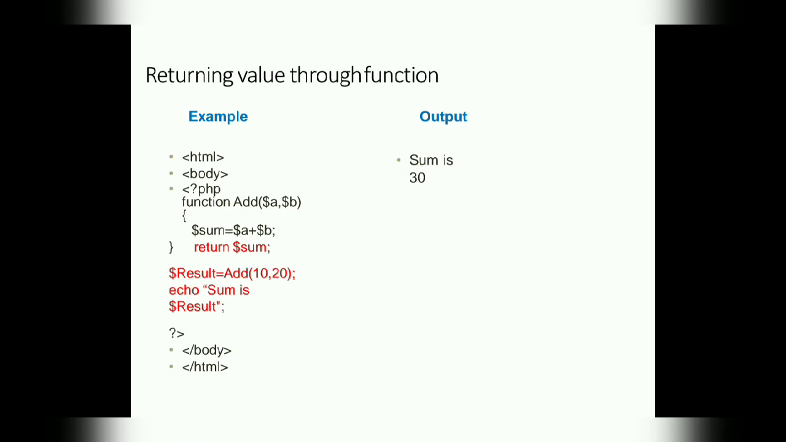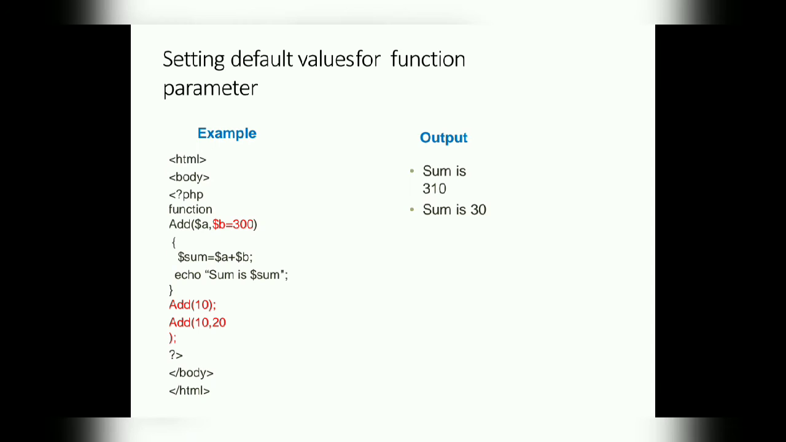Got it? So next is setting default values for function parameters. How to set the default values? A 4 marks question can be asked in the exam on how to set default values for your function parameter. So function parameters are nothing but the function variables that you are defining as parameters. Okay, so I started HTML and body.